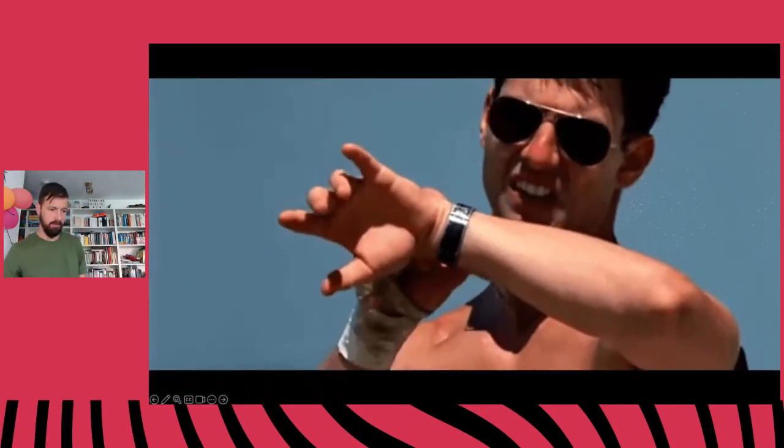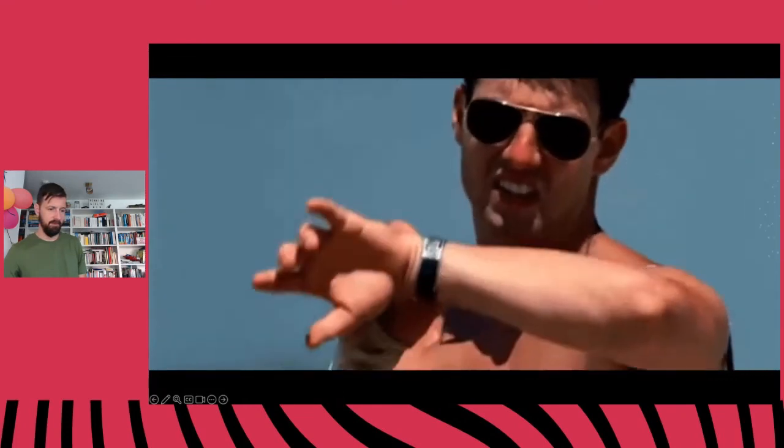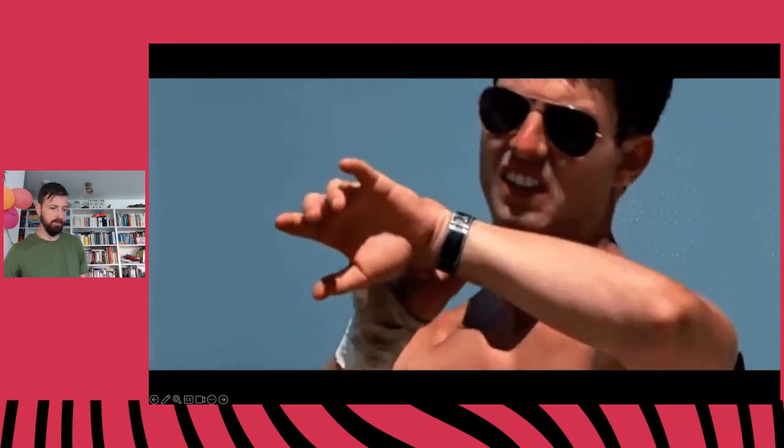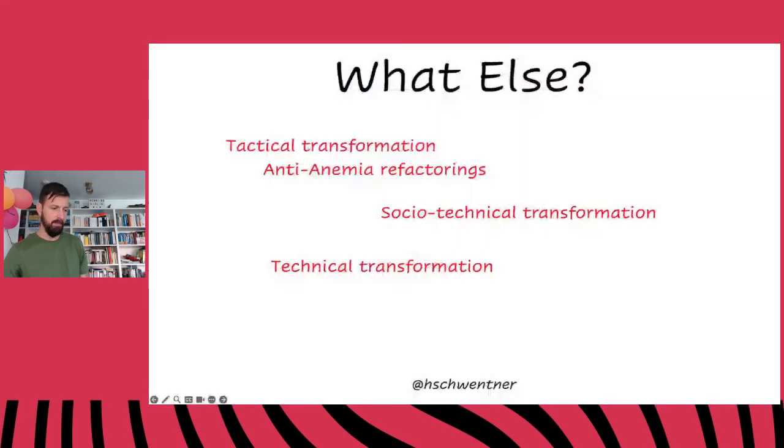So I'm going to jump to the conclusion now. So what else is there? So tactical transformation, I said, yeah, that's something that we want to do. Anti-anemia refactorings for that. Socio-technical transformation is also something we want to do. We found the vertical cuts for our system. Now we also have to change the teams.